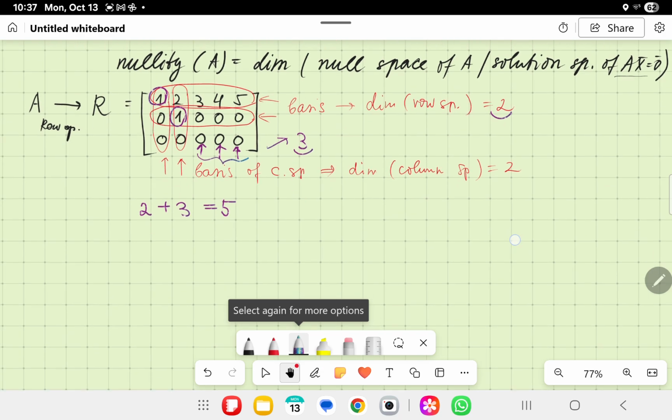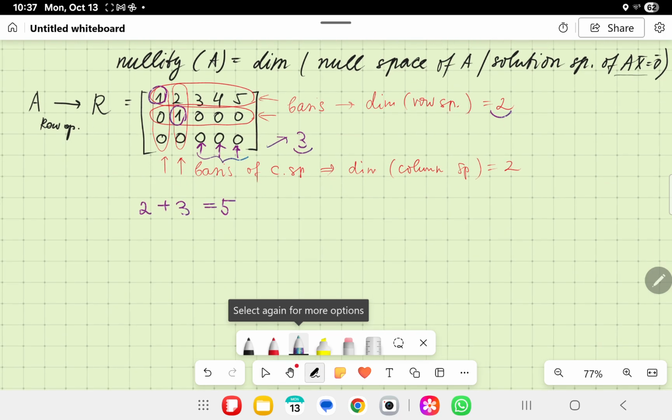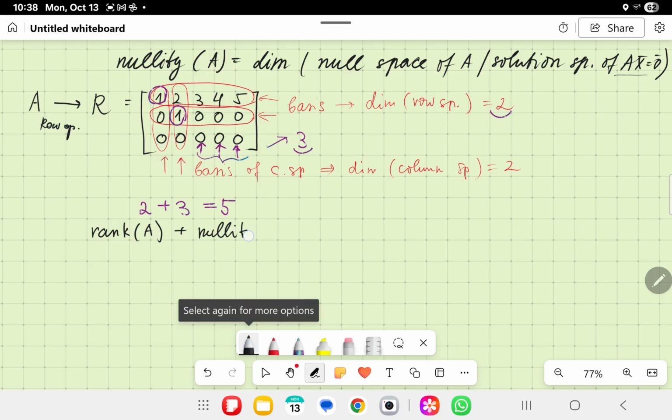I'm going to write it down as an equation in terms of dimension. So what is 2? Rank, right? 2 is the rank of matrix A. What is 3? 3 is the nullity of matrix A. And 5 is the number of variables. So that's going to be a major equation for accounting for matrices.